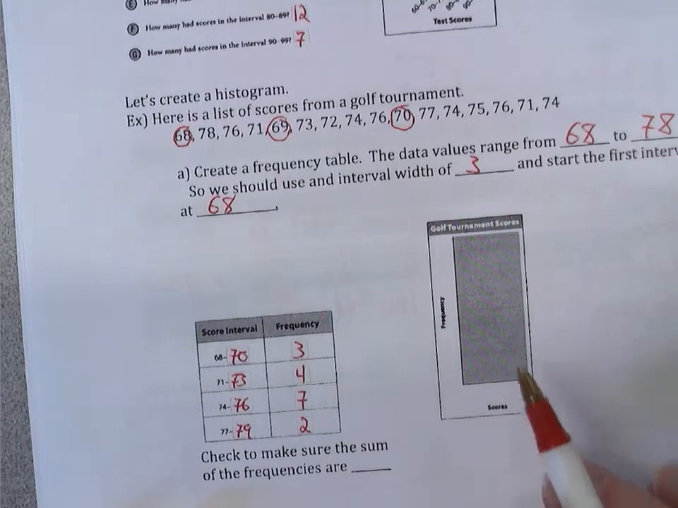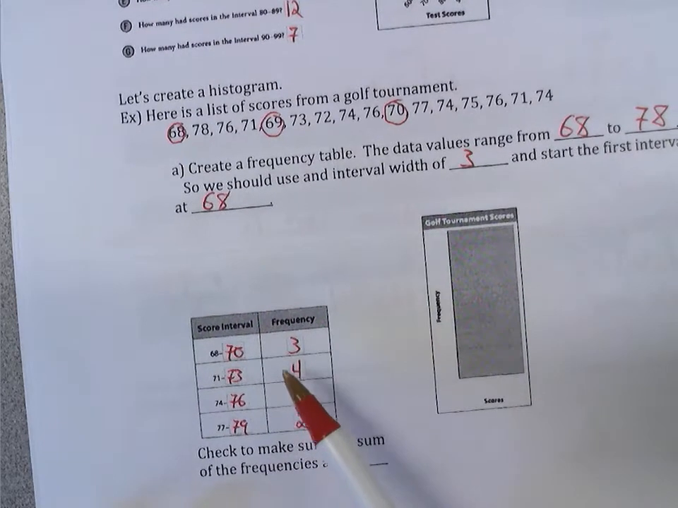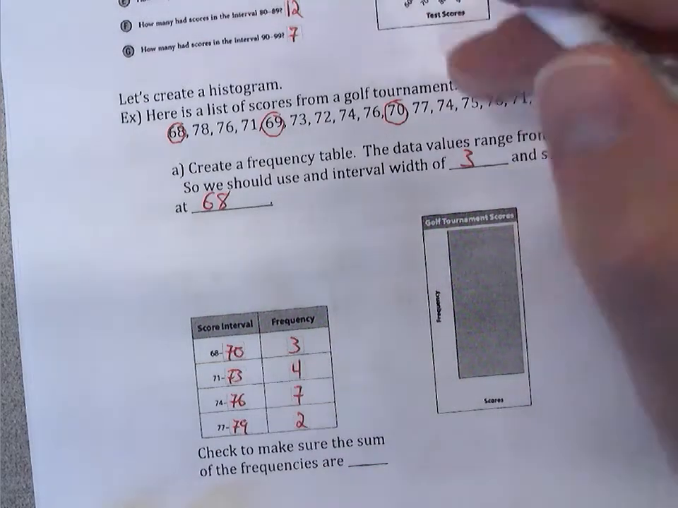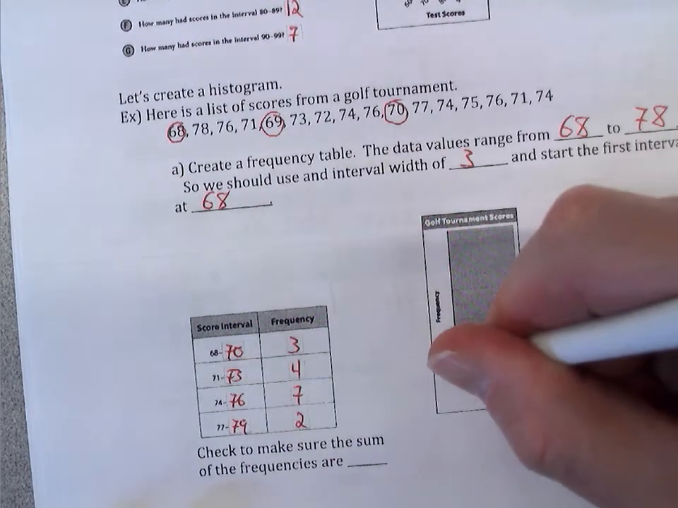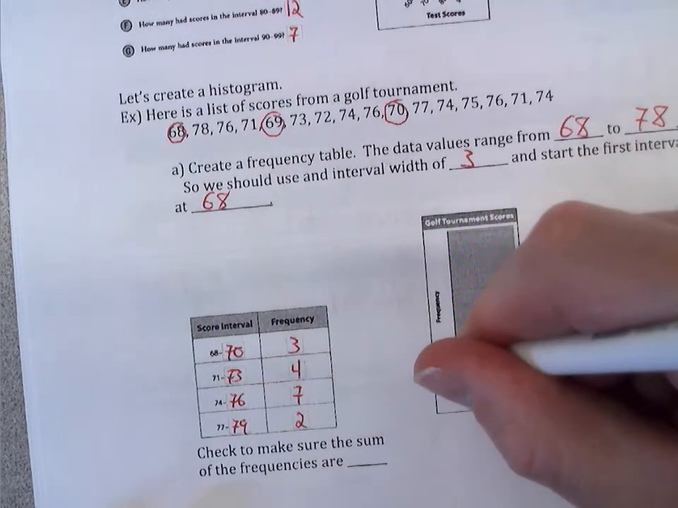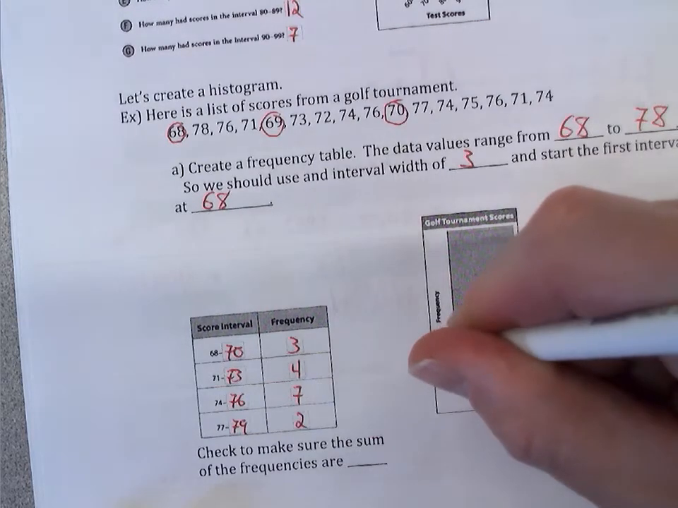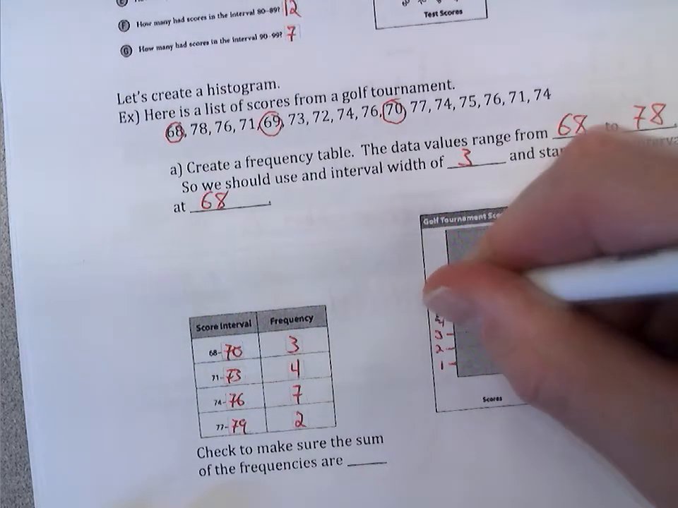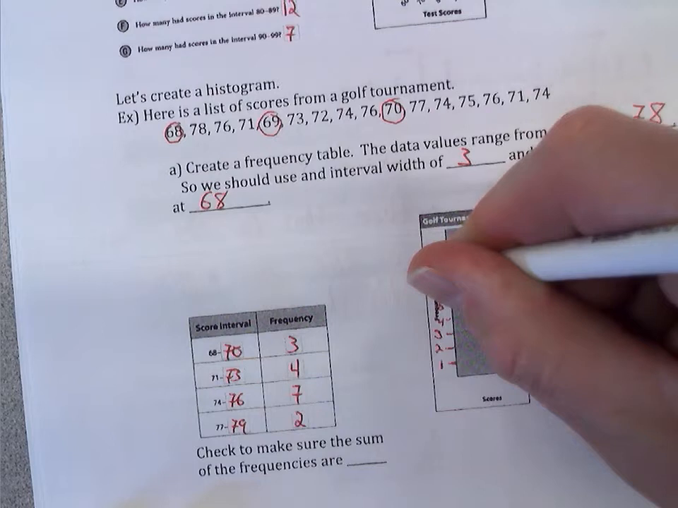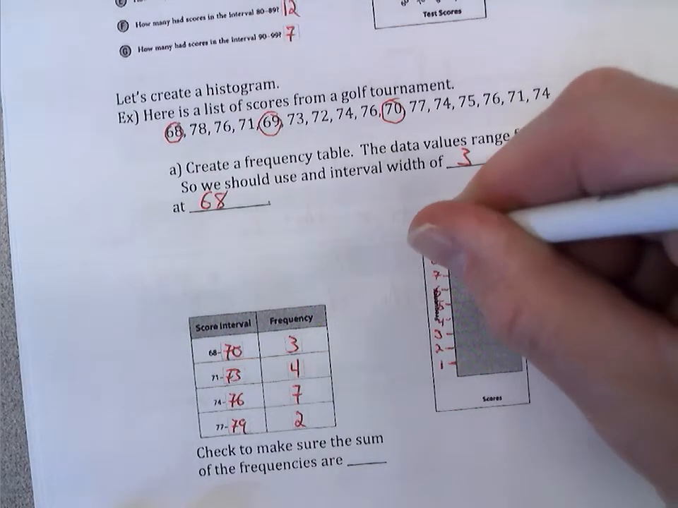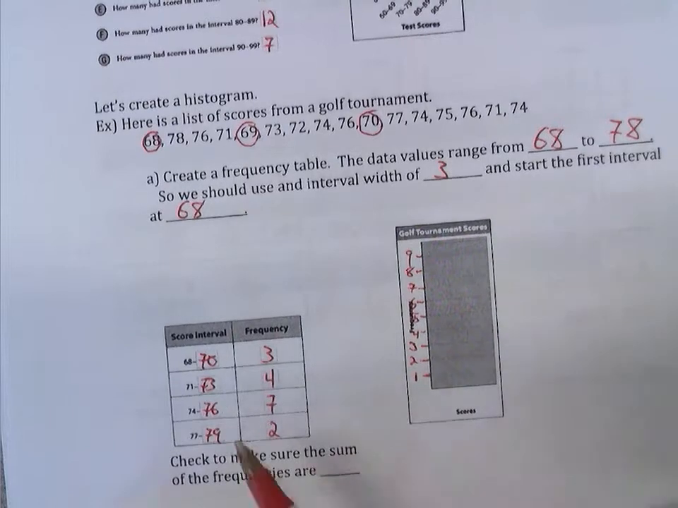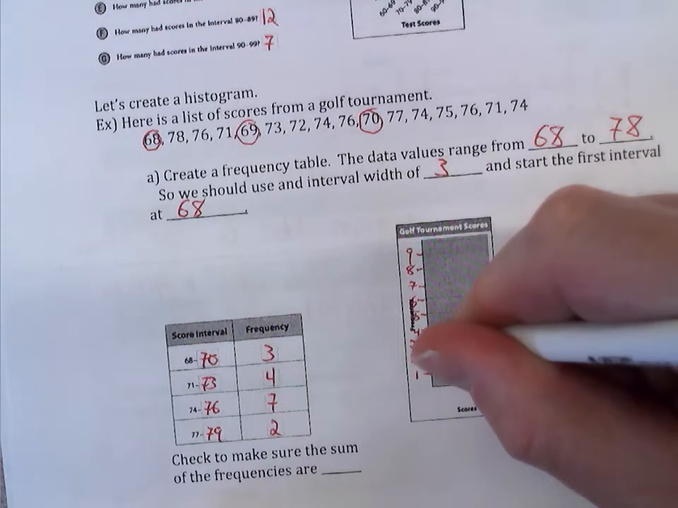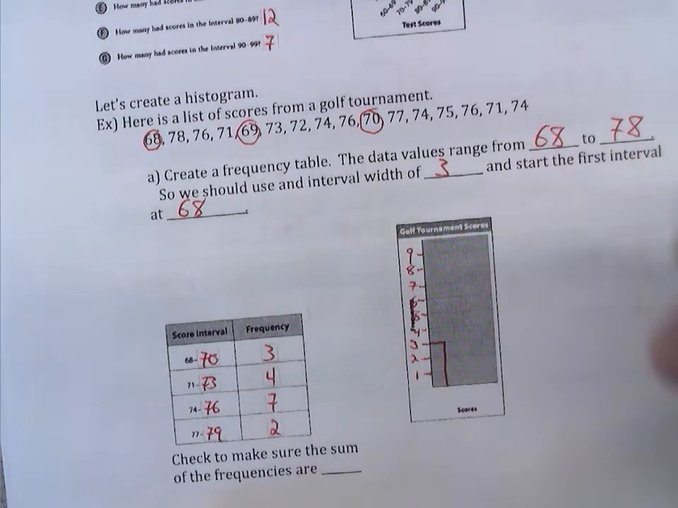So now let's talk about our frequencies, how many there are and how often this happens. Notice we've got 3, 4, 7, 2. So it looks like here I can probably go up by ones. Let's see, 1, 2, 3, 4, 5, 6, 7, 8, 9. Our first frequency is that 68 to 70 group, and that went all the way up to 3. So I'll make a little bar.